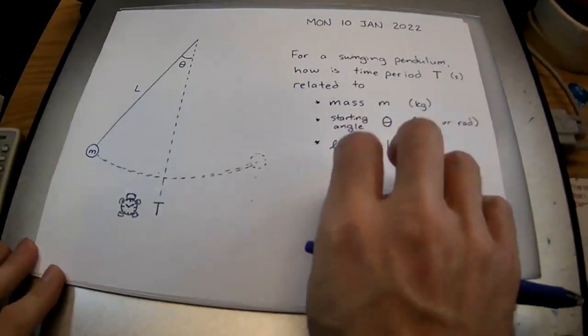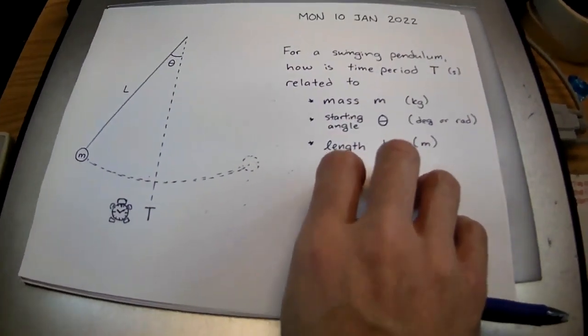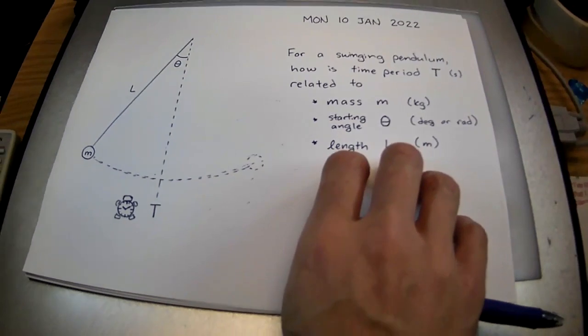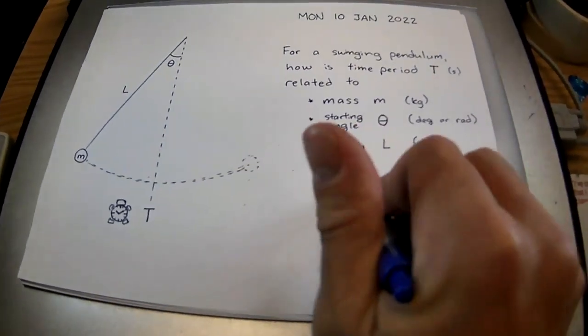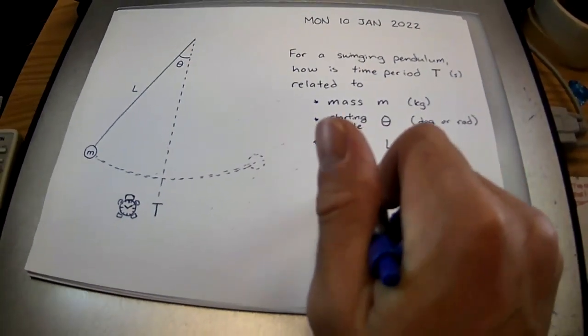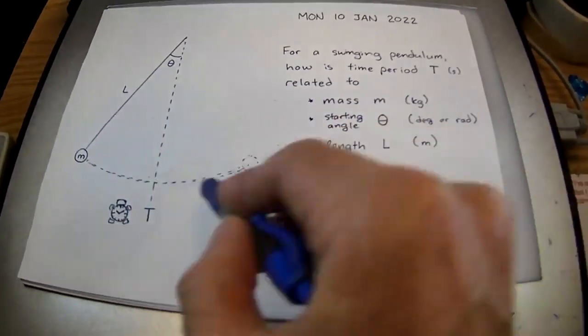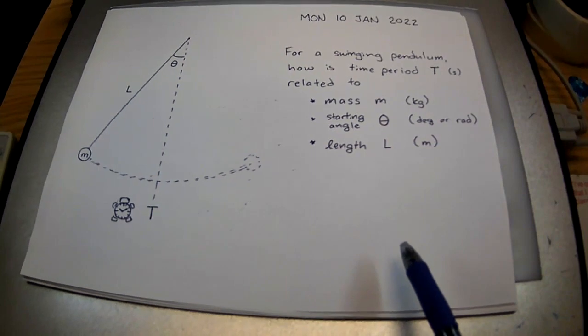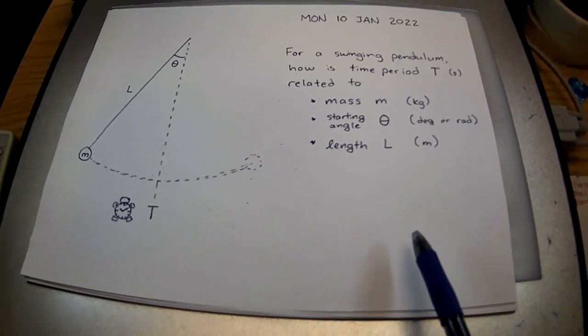Oh, you know what? One more variable that actually does end up being important that I did not list on this page. Can anybody think what that might even be? What other variable might also govern the motion of this pendulum that I did not list on here? Because it might be kind of hard to test in a high school class.